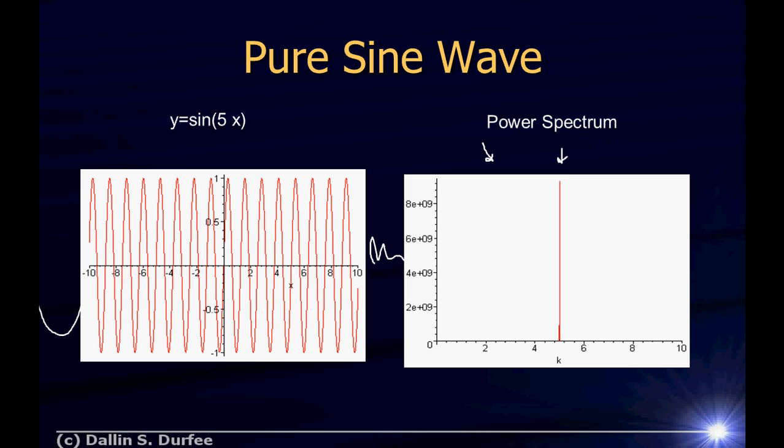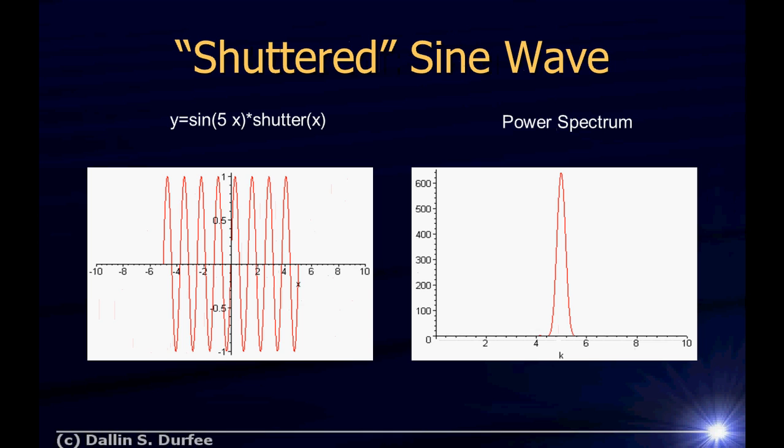All right? But now imagine, if you will, I have a shuttered sine wave. So it's not really a sine wave. It's like a sine wave, except I'm setting it to 0 outside of this region. So now I have something like a sine wave, but it's localized. Well, this isn't really a sine wave, right? Sine waves go on forever.